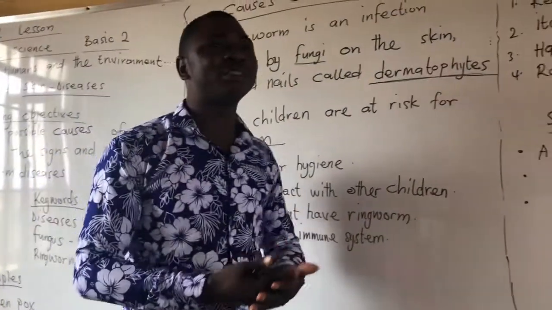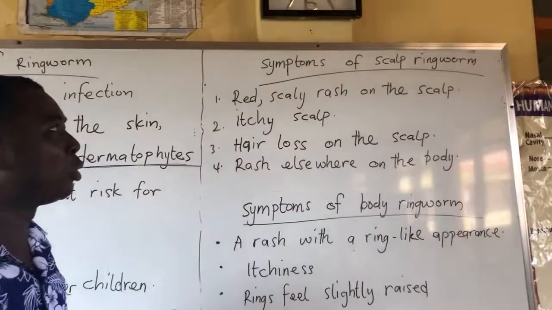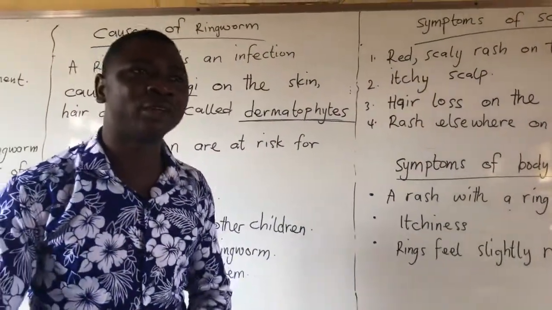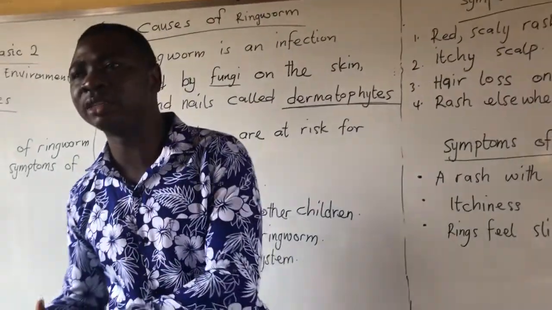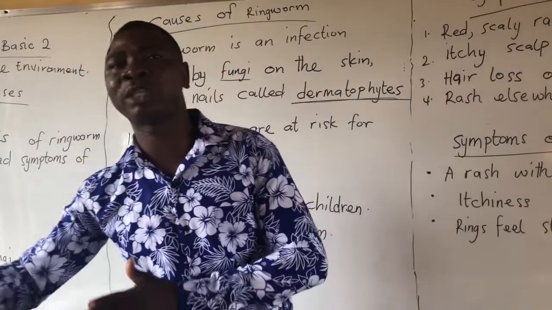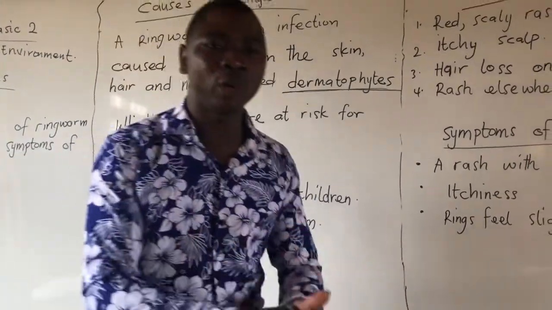And we talked about the symptoms of scalp ringworm and the symptoms of body ringworm. And we said that ringworm is a contagious disease. That means ringworm can affect you when you come into contact with the one who has the ringworm disease.